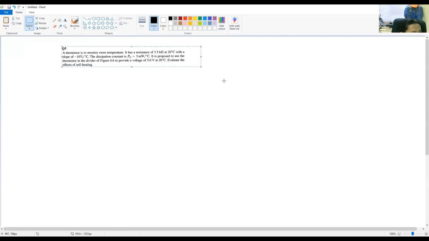All right. So this is question number 5. The thermistor is to monitor the room temperature. It has a resistance of 3.5 kilo ohms at 20 degrees Celsius with a slope of negative 10% per Celsius. The dissipation constant is PD equals 5 milliwatt per Celsius. It is proposed to use the thermistor in the divider of figure 4.5 to provide the voltage of 5 volts at 20 degrees Celsius. Then the question: you have to evaluate the effect of self-heating.